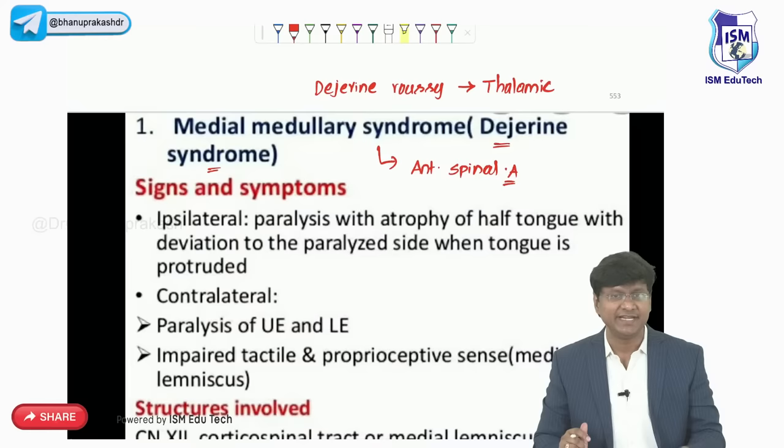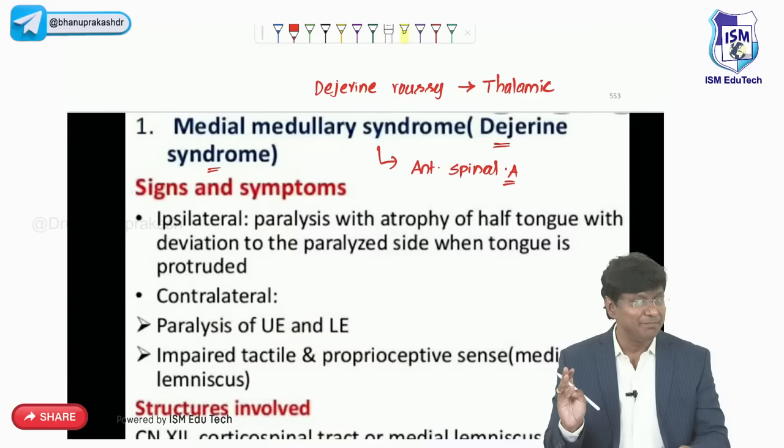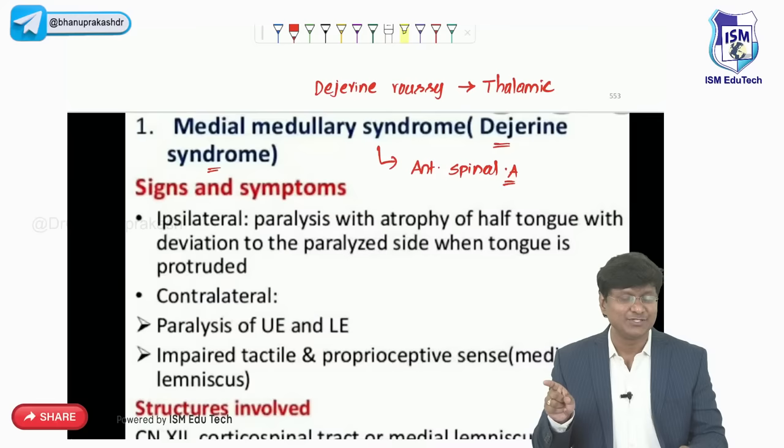So that was about your brainstem stroke syndromes. Midbrain stroke syndromes, then pontine syndromes, and then medullary syndromes. So, please repeat with me all these syndromes now. What are your midbrain stroke syndromes? Weber's, Benedikt's, Claude's, Parinaud's, and Nothnagel syndrome. And what are your pontine syndromes? Millard-Gubler, Foville syndrome, Raymond-Cestan syndrome, and then Locked-in syndrome.